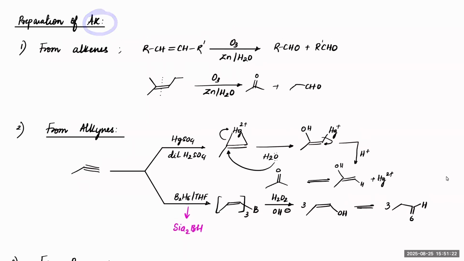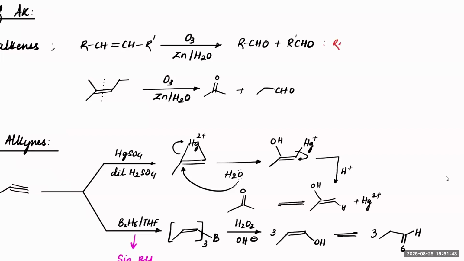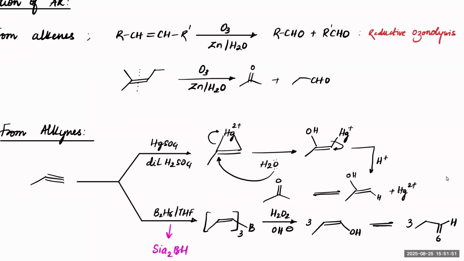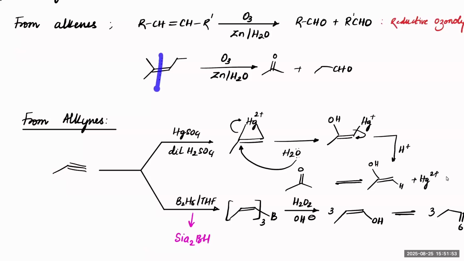Alkyl halides can be prepared from alkenes, not directly from alkanes. So alkenes on ozonolysis, we know that we can break the double bond and convert them into aldehydes in the presence of zinc and H2O. So this is reductive ozonolysis. You could notice this as an example. You break it, this part will become ketone, this part will become aldehyde.